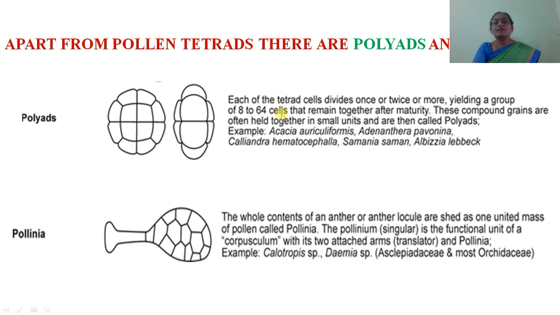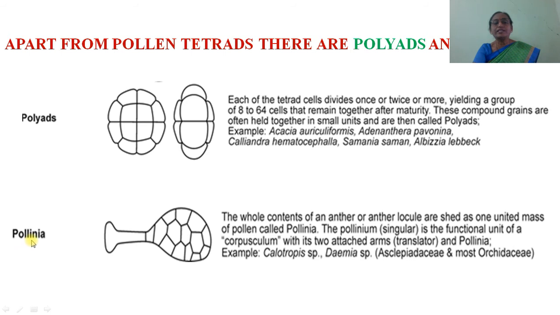Polyads are cells where more than 8 to 16 cells are present that remain together after maturity. These compound grains are often held together in a small unit and are then called polyad. An example is Acacia auriculiformis, in which it is commonly found.